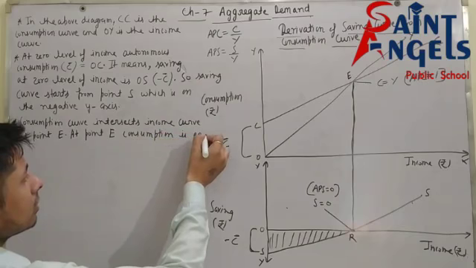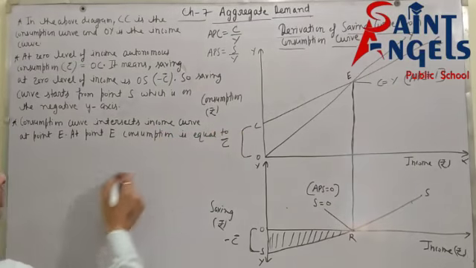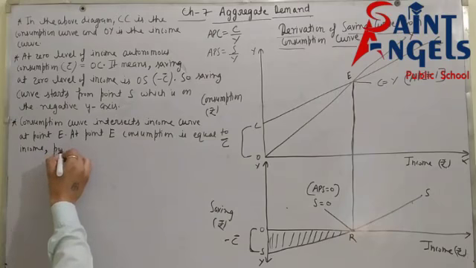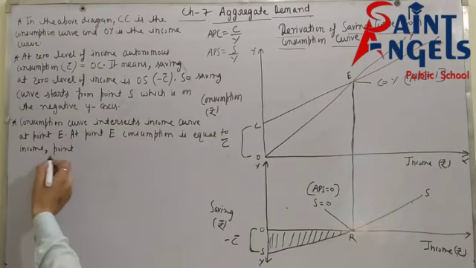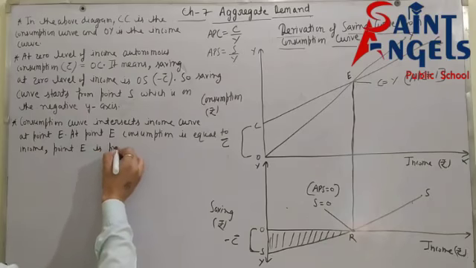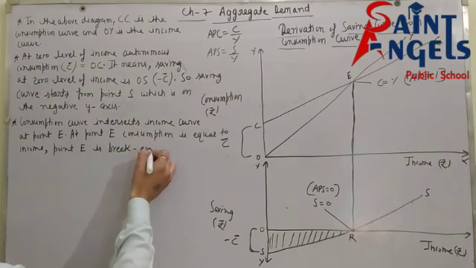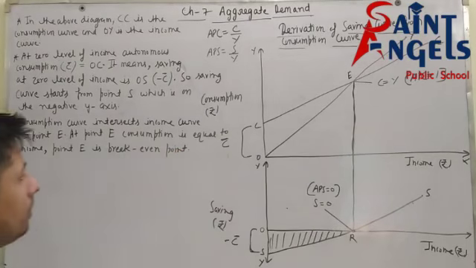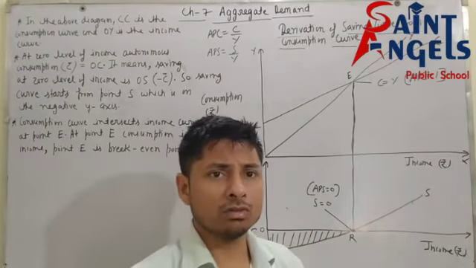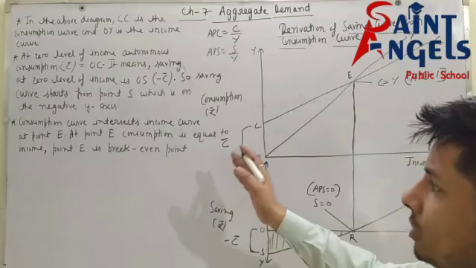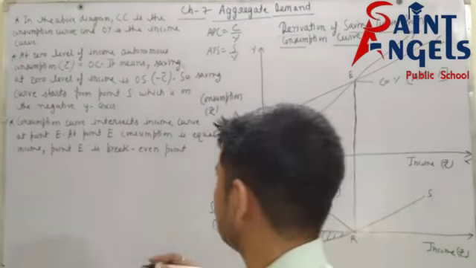At point E, consumption is equal to income. Consumption is equal to income. So point E is the break even point. Listen, what is the break even point? Break even point refers to that point at which consumption is equal to income. Consumption is equal to income and saving is 0.